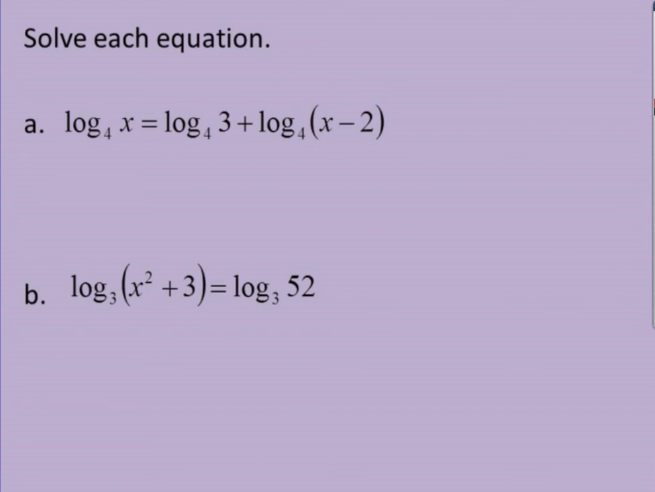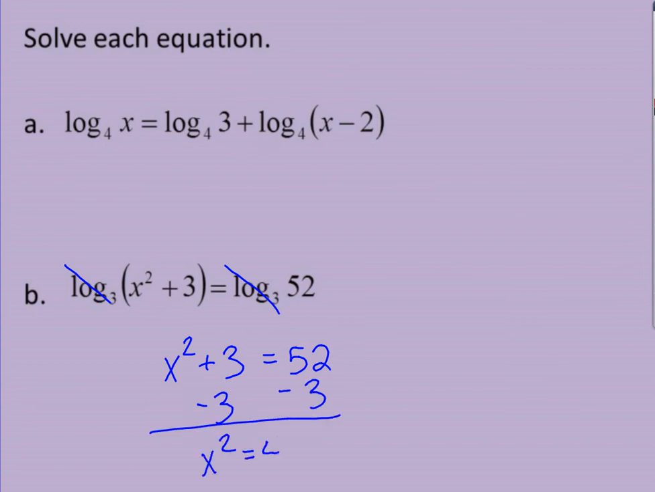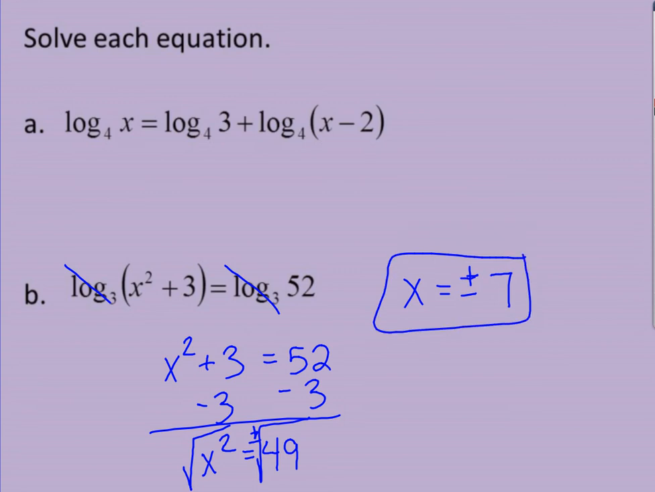On the next one, we only have one log on each side, so we don't need to condense. Since they are both log base 3, we can go ahead and cancel those. And we can just say x squared plus 3 is equal to 52. Now we're going to subtract that 3 from both sides. To get the x by itself, we're going to take the square root. But since this is an even root, remember it's plus or minus. So this means x is equal to plus or minus 7.